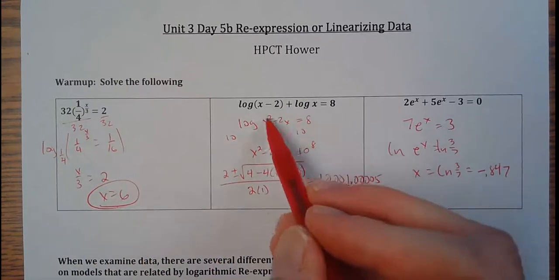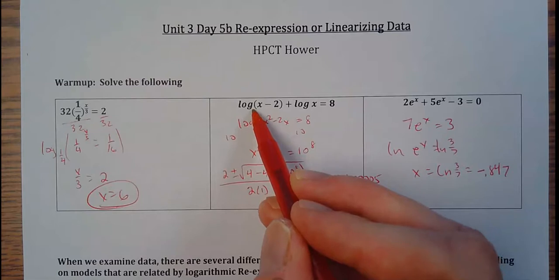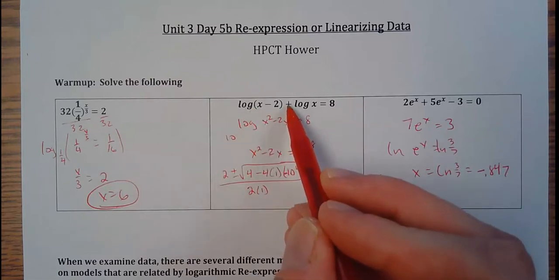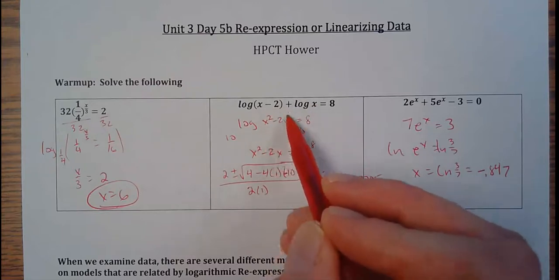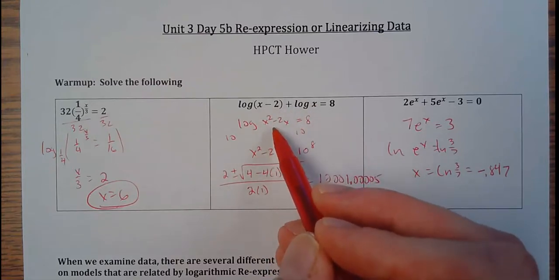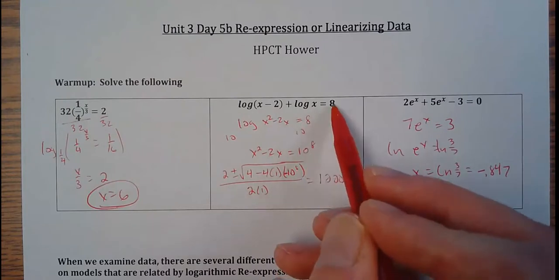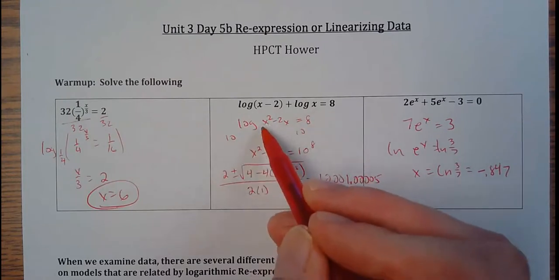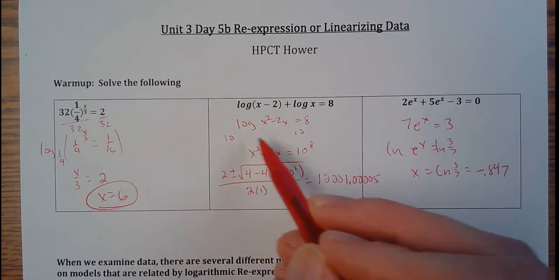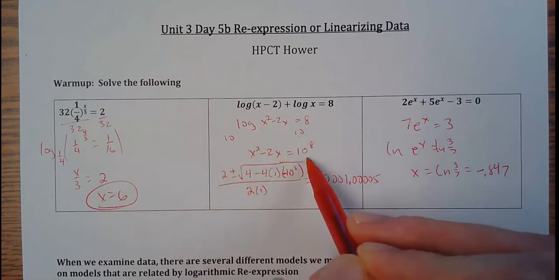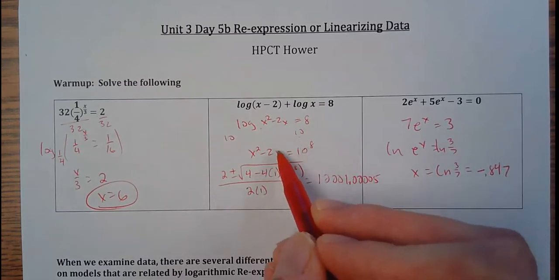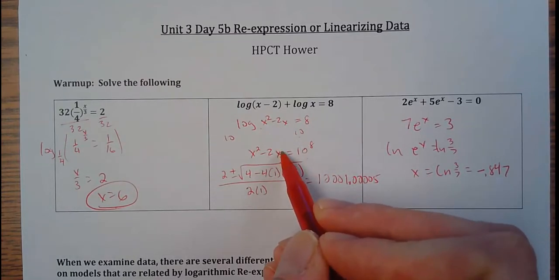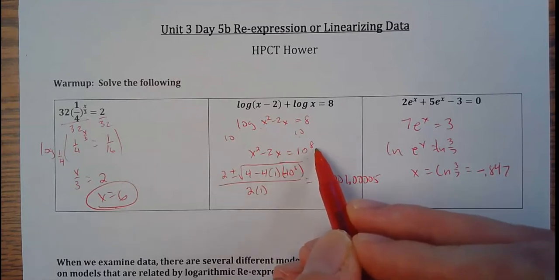This one here gets kind of crazy because it is a common log, so the base is 10. I combined with the addition, which means multiply these together. So x times x minus 2 would give me an argument of x squared minus 2x. On the other side then, I got 8, and when I get rid of that common log, I use a base of 10. When I do 10 to the 8th, that's a big number. So instead of writing out 1 followed by 8 zeros, I just put 10 to the 8th. And then if I bring that over, it'd be a negative 10 to the 8th equals 0.